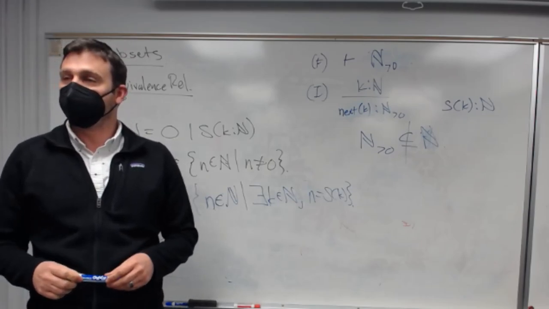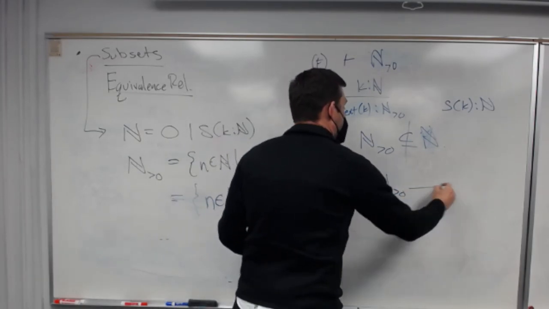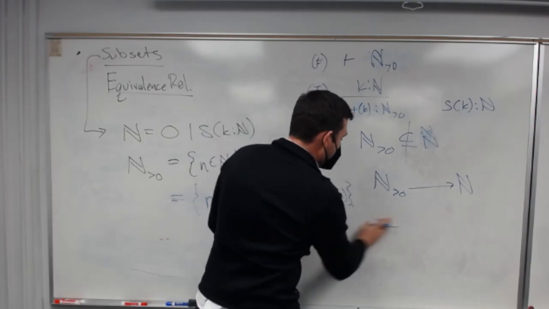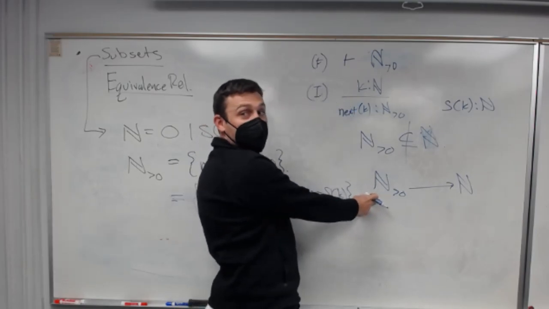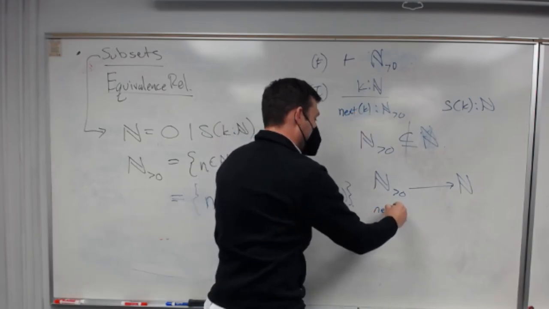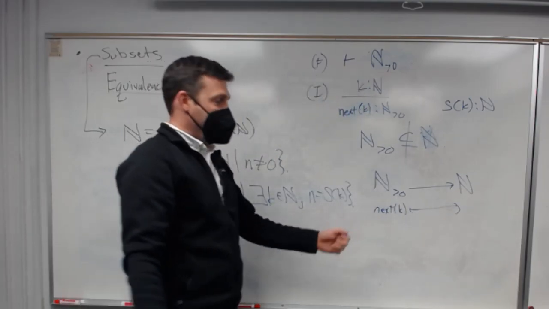Make a map? You could make a map at least. Could make a map from here to there, which takes, let's see, what are the things that we can introduce in this case? They're always of the form next k, right? And what should they kick out? Okay. Just sk. Okay.